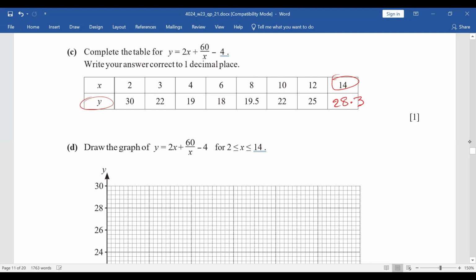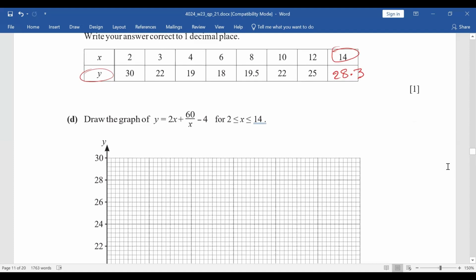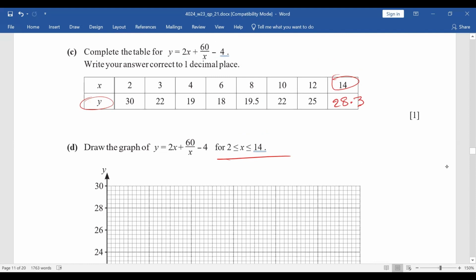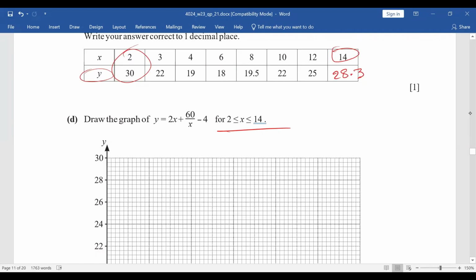28.3. 1 decimal point place. Okay. Now draw the graph of y equals 2x plus 60 by x minus 4 for x greater than or equal to 2 and less than or equal to 14. Okay, let's plot these points onto this graph paper.